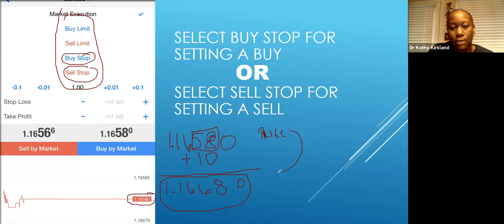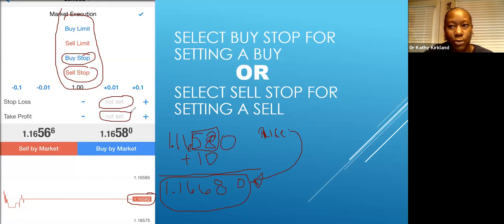And this is the number that you would put in there. This means that when price gets to this number, it's going to activate you in the trade. Okay? You would also go and set your stop loss, which will go here, and your take profit that would go here.